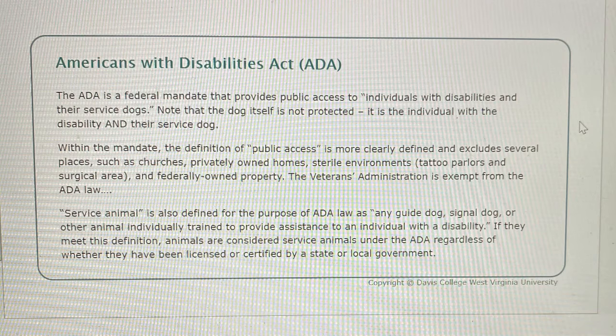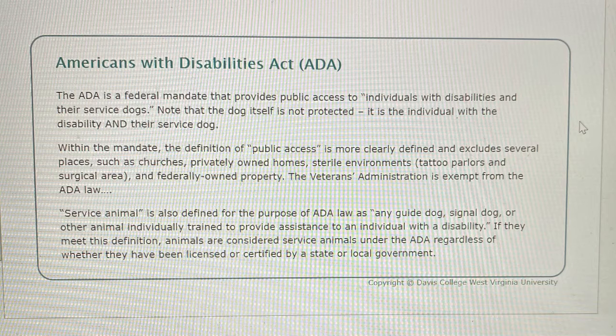Americans with Disabilities Act, ADA. The ADA is a federal mandate that provides public access to individuals with disabilities and their service dogs. Note that the dog itself is not protected. It is the individual with the disability and their service dog. Within the mandate, the definition of public access is more clearly defined and excludes several places such as churches, privately owned homes, sterile environments, so tattoo parlors and surgical areas, and federally owned property. The Veterans Administration is exempt from the ADA law.